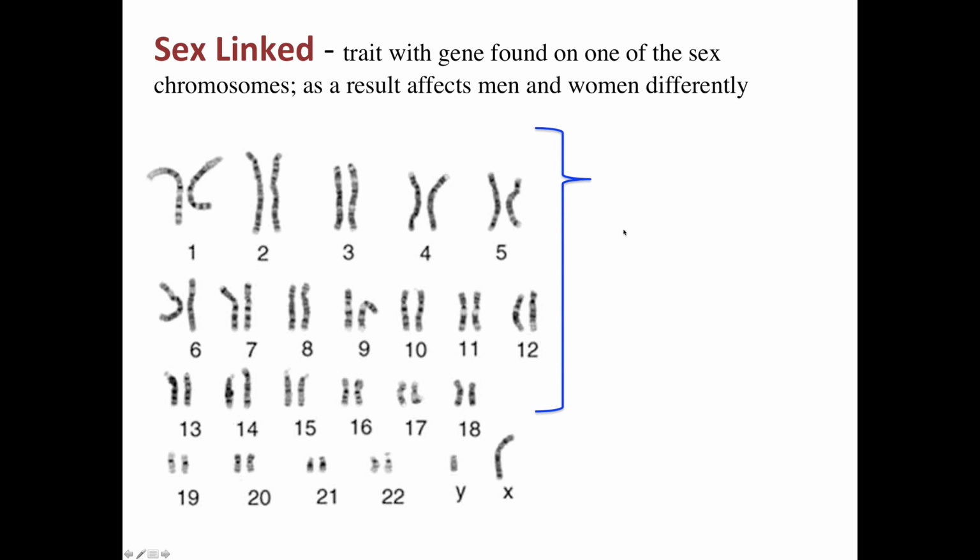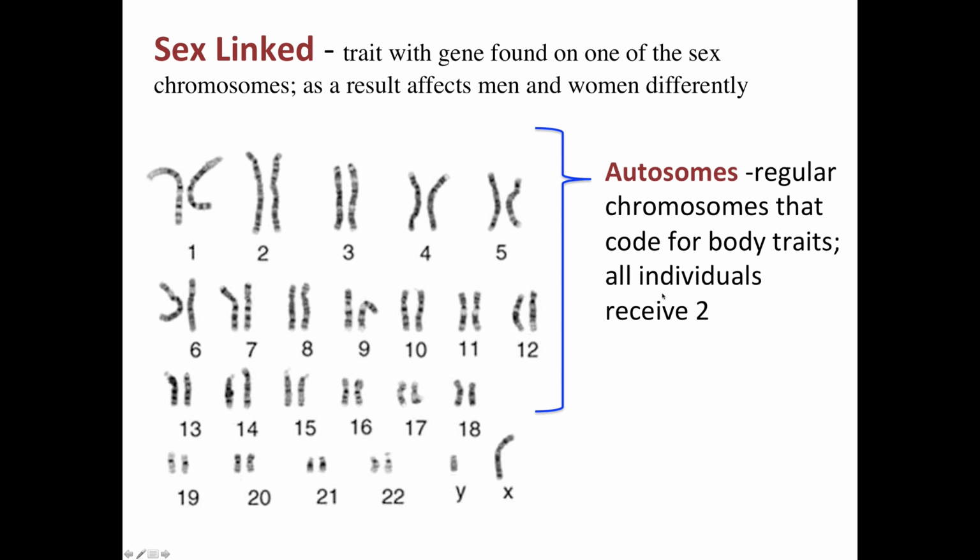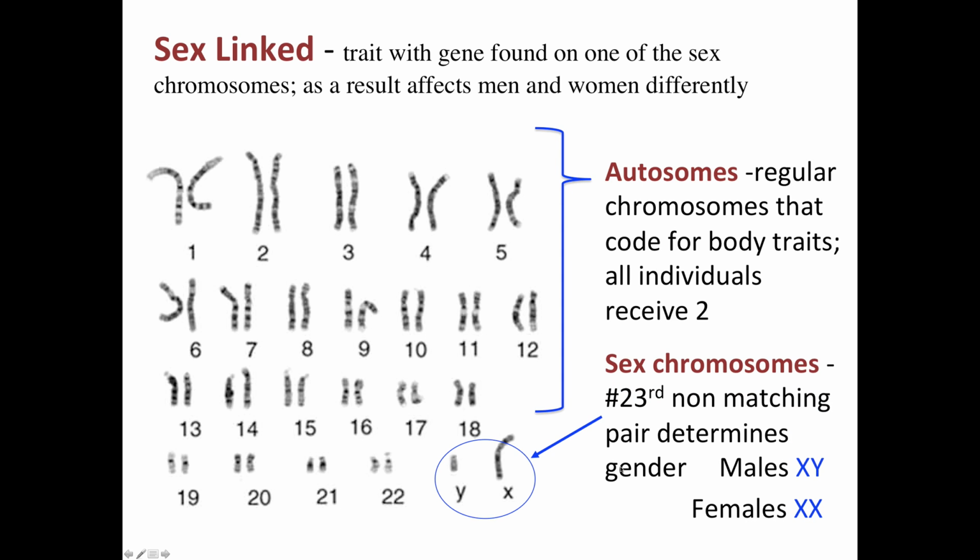So the first 22 pairs, rather, are all exactly the same. Same genes, same size, and we call those autosomes. So these are just the regular chromosomes that code for regular body traits, and everyone receives 2 copies of each. But you'll notice this last pair at the end is a non-match, and that's because this is a male, and these are the sex chromosomes.